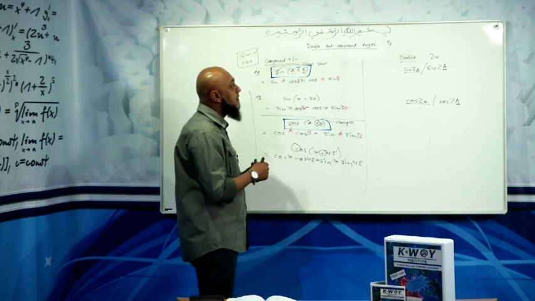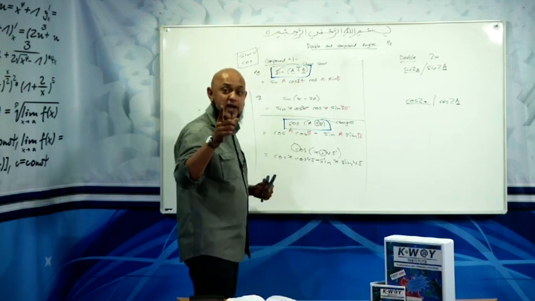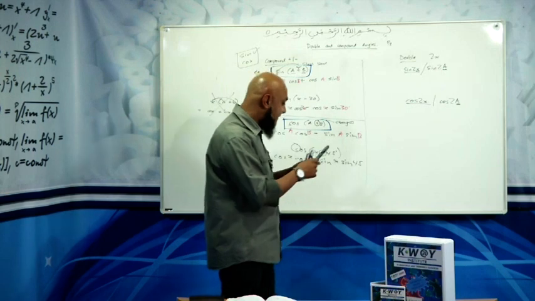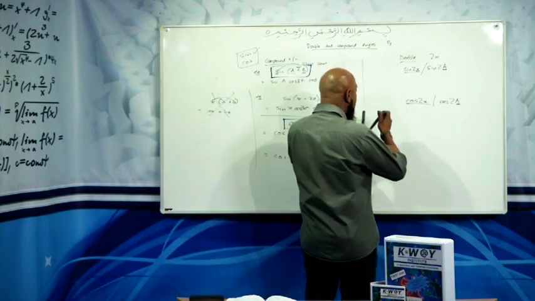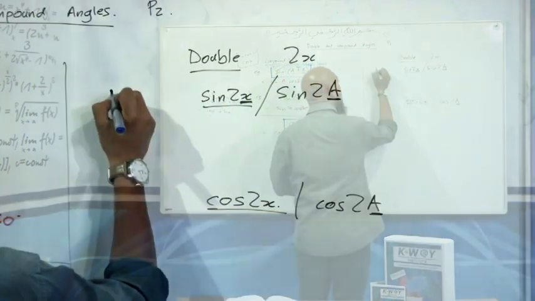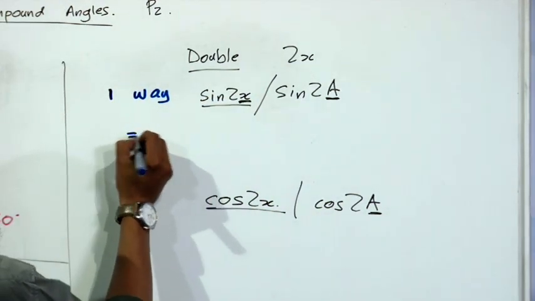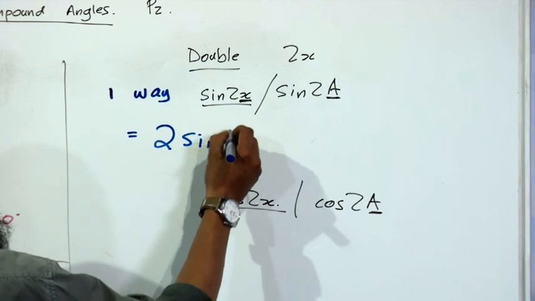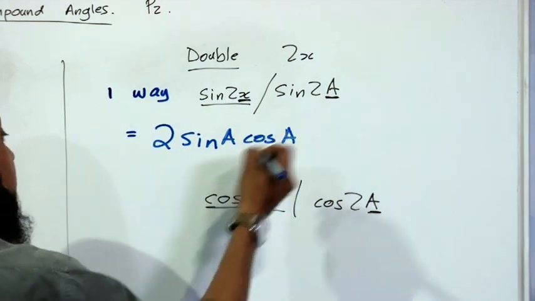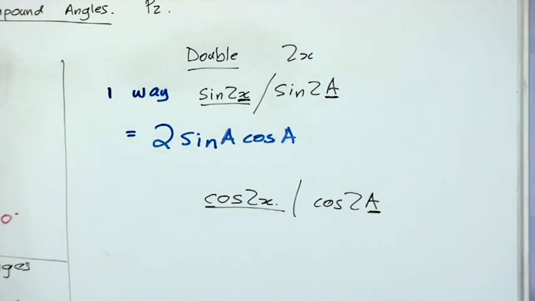We're now into the double angle sine 2x. I asked you before the break to write down your formula. So let's see whether you've got it. Sine 2a can only be broken up in one way: 2 sine a cos a. It cannot be broken up in any other way.